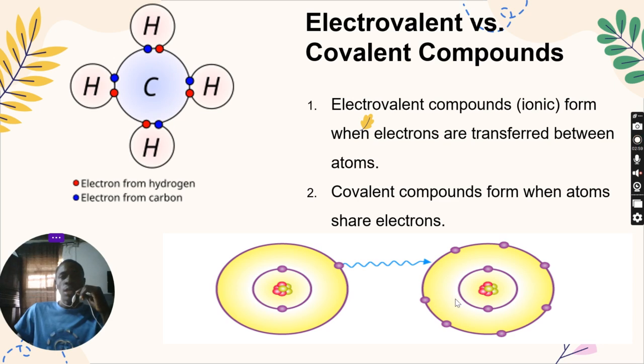Now, generally, electrovalent compounds are formed between metals and non-metals, because metals generally tend to lose electrons and non-metals tend to gain electrons. And covalent compounds are formed, most times, between non-metals. They share electrons when they react with each other. So there may be a few exceptions, but on the larger scale, non-metals react with metals in an electrovalent combination, and non-metals react with themselves in a covalent combination.